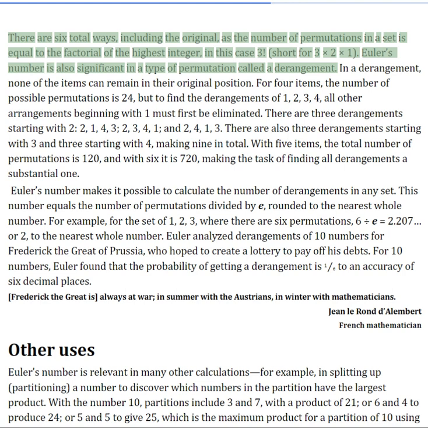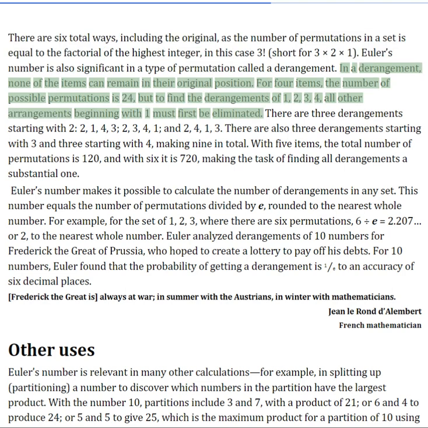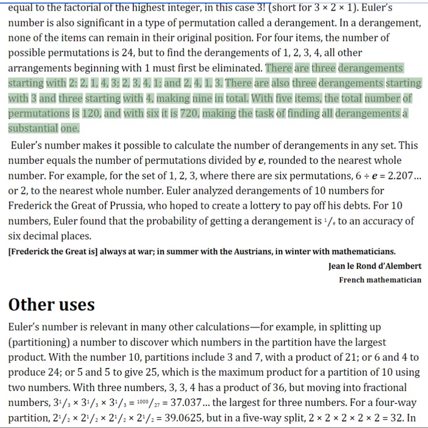Euler's number is also significant in a type of permutation called a derangement. In a derangement, none of the items can remain in their original position. For 4 items, the number of possible permutations is 24, but to find the derangements of 1, 2, 3, 4, all other arrangements beginning with 1 must first be eliminated. There are 3 derangements starting with 2: 2, 1, 4, 3, 2, 3, 4, 1, and 2, 4, 1, 3. There are also 3 derangements starting with 3 and 3 starting with 4, making 9 in total.